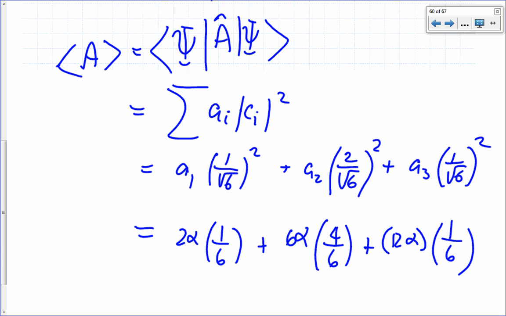So that's the average value of A. If you imagine you have a whole bunch of these systems, an infinite number of these systems, all having the same psi, and you make measurements on each one of those systems and make a tally of all the outcomes, this will be the average you'll get, which is going to be how much? You can do that on your own.